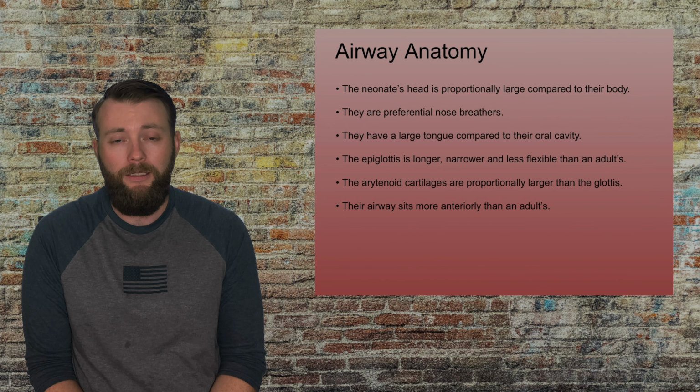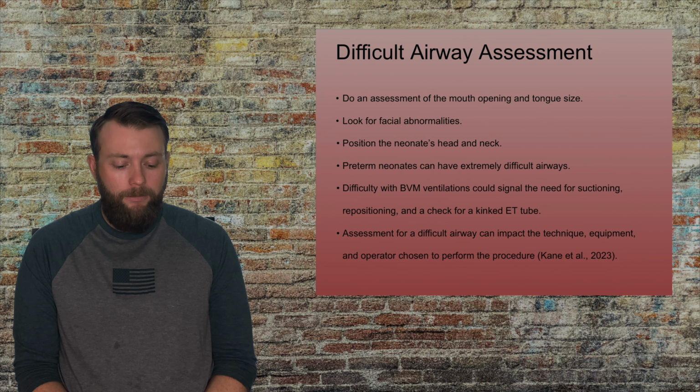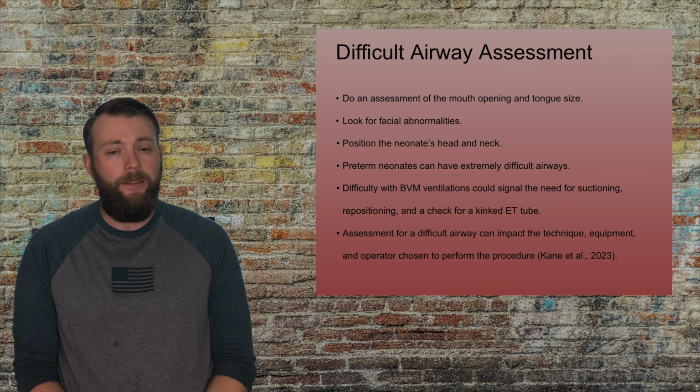and can make an obstruction at that level more difficult to clear. Performing a difficult airway assessment is a critical step in the neonatal intubation process. You should look for facial abnormalities such as facial asymmetry or genetic conditions such as cleft palate. Assess for mouth opening and tongue size, looking for any abnormalities that may complicate the intubation process. Check the neck position. This includes having the airway aligned in sniffing position, or if there's trauma involved, understanding that that is going to complicate the intubation process.